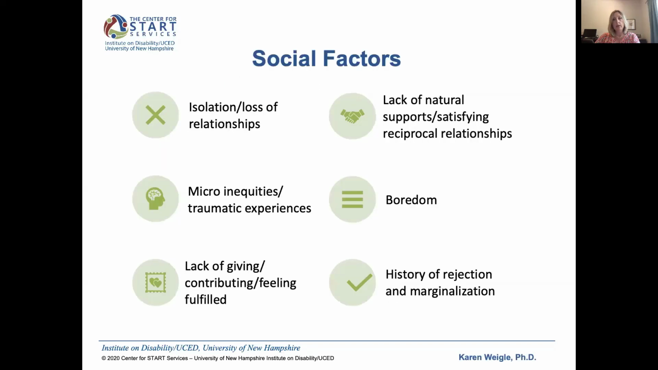So the population that we work with, people with intellectual and developmental disabilities, especially those with mental health needs as well, have a lot of social stressors that we need to consider. So isolation, loss of relationships. I think I saw in the chat earlier that somebody mentioned, what about all those moves? What about people losing staff? If you're an adult in a group home, roommates moving in and out, that's a lot of loss.